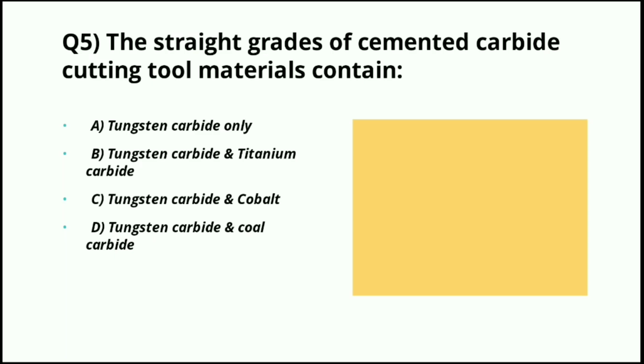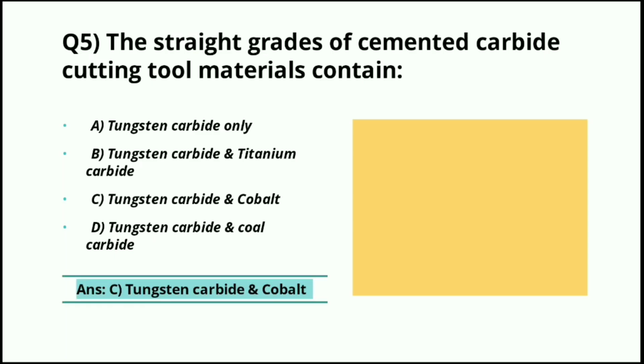The straight grades of cemented carbide cutting tool materials contain tungsten carbide only, tungsten carbide and titanium carbide, tungsten carbide and cobalt, tungsten carbide and coal carbide. The right answer for this question is part C, tungsten carbide and cobalt.